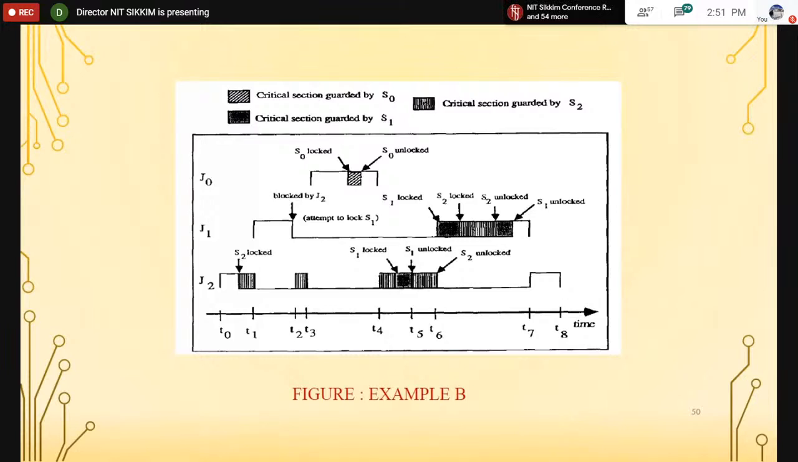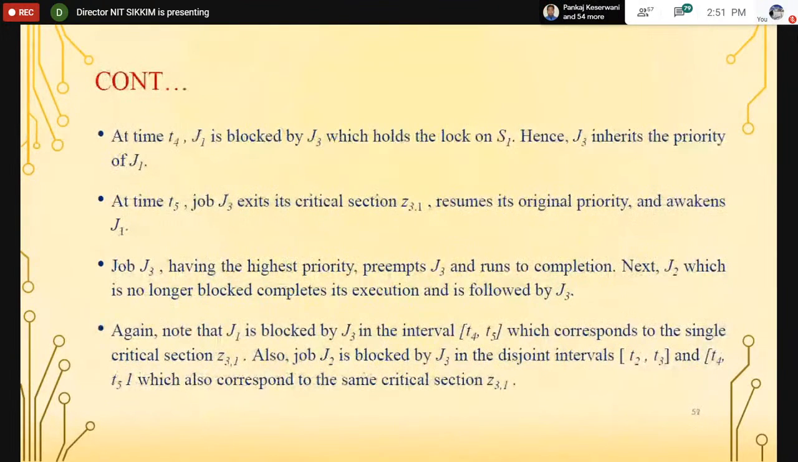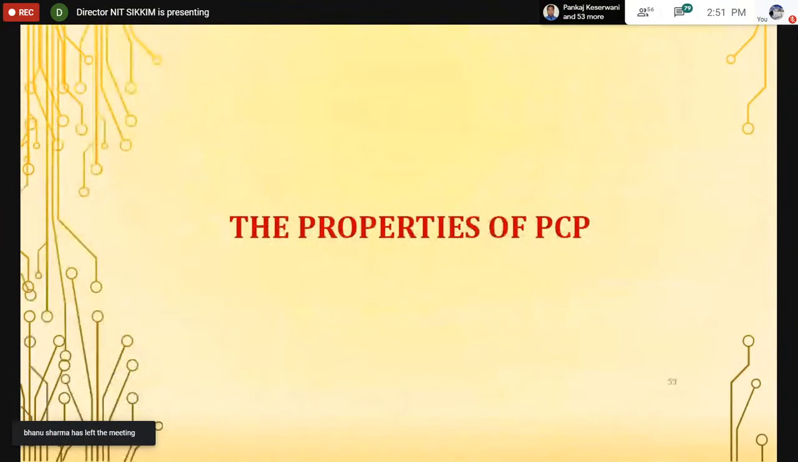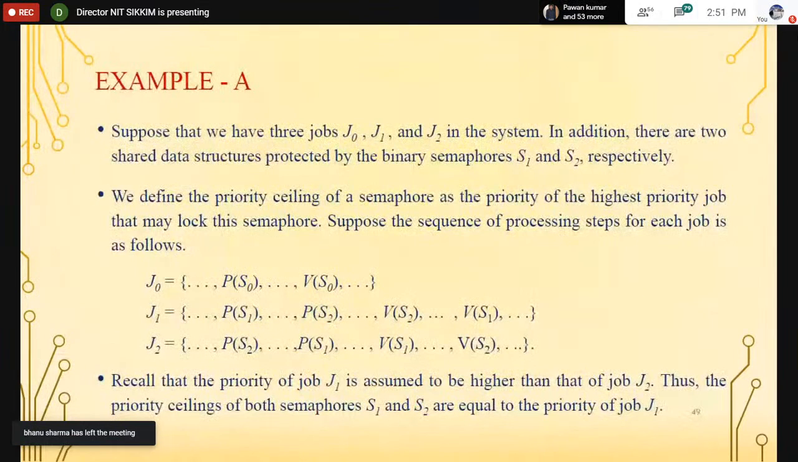Now if you see the sequence here, J2 needs S2 first and then S1. Now J1 has locked S1 and J2 has locked S2, and there is a cycle. J2 is waiting for S1 to be released by J1, and J1 is waiting for S2 to be released by J2, and it will result in a deadlock. So that was the scenario of the priority inheritance protocol.